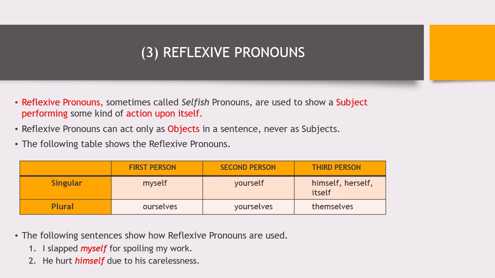Reflexive pronouns. Reflexive pronouns, sometimes called selfish pronouns, are used to show a subject performing some kind of action upon itself. Reflexive pronouns can act only as objects in a sentence, never as subjects. The table shows the reflexive pronouns. The following sentences show how reflexive pronouns are used. I slapped myself for spoiling my work. He hurt himself due to his carelessness.